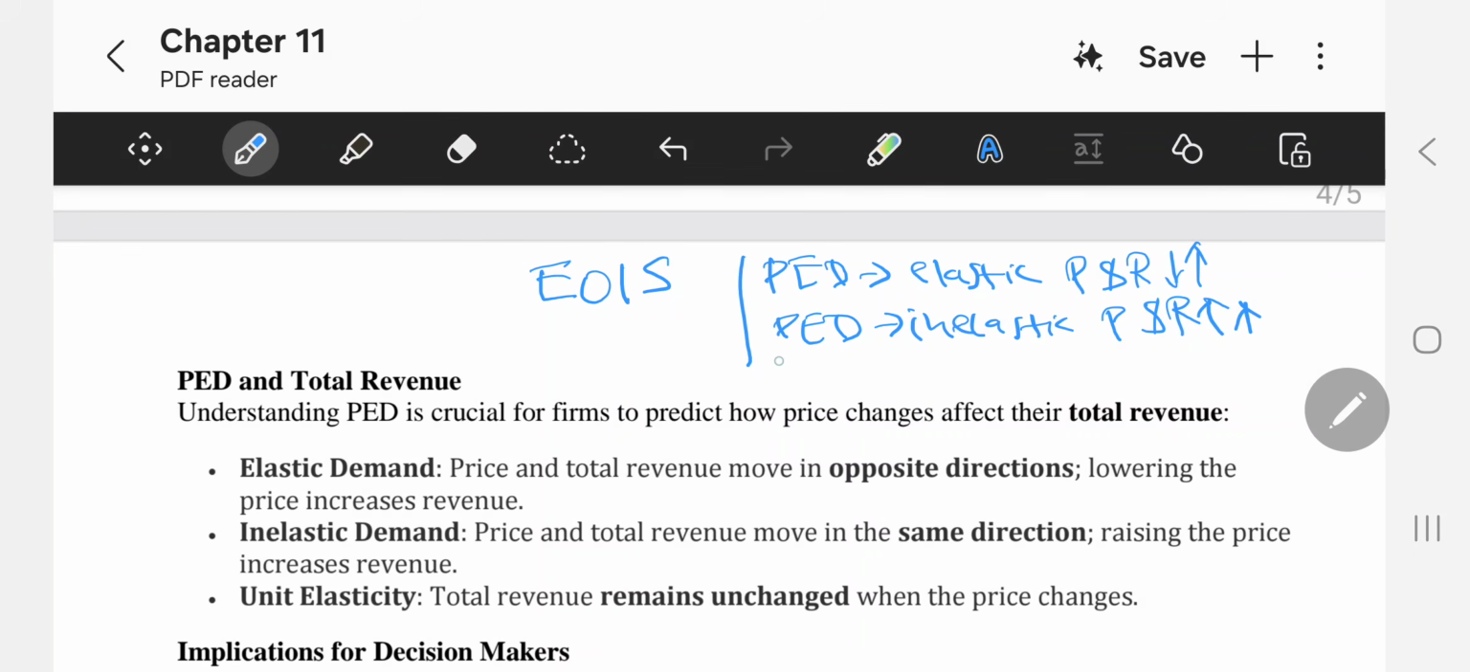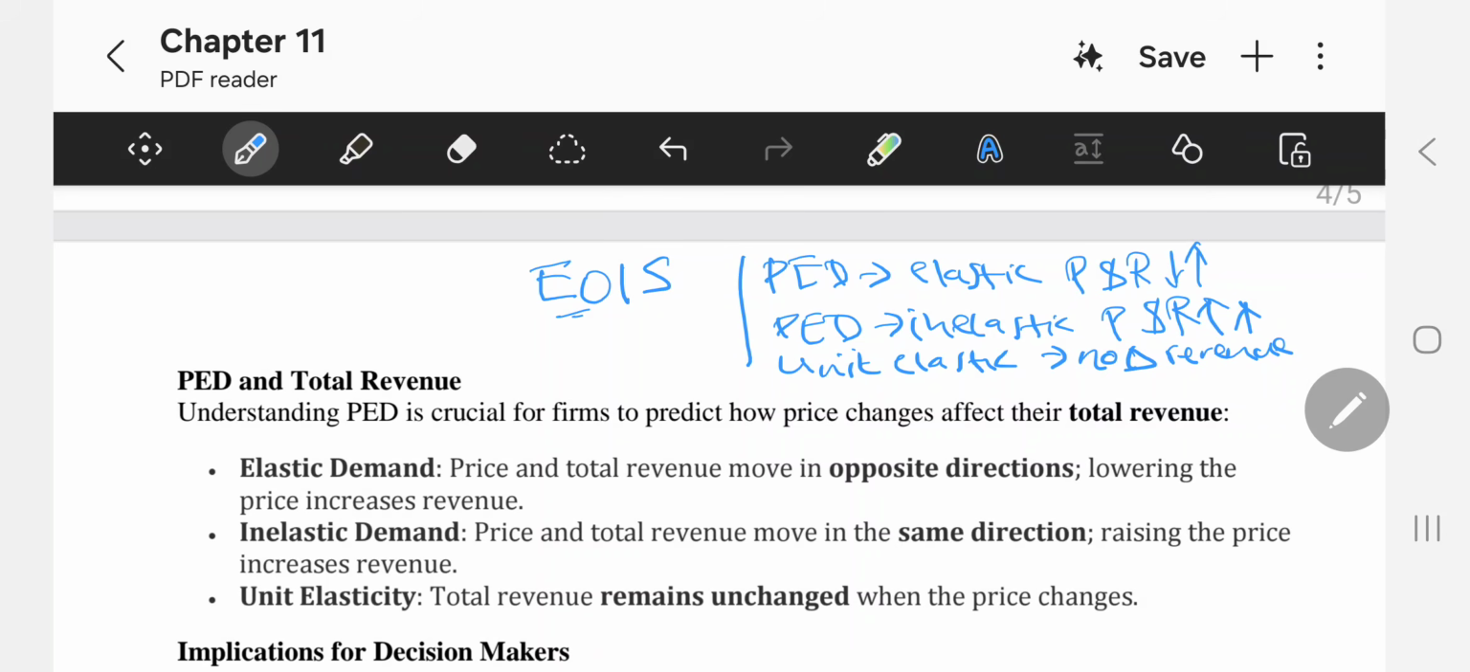And of course, the last one, which we've already talked about, is when PED is unit elastic. And this one we said no change in revenue. Right, so let's just go through these notes to confirm that. When PED is elastic, price and total revenue move in opposite directions. And when PED is inelastic, price and total revenue move in the same direction. And when PED is unit elastic, total revenue does not change when price changes.